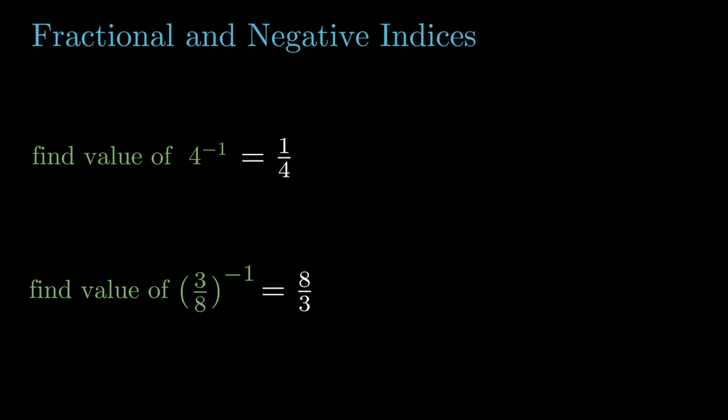Let's move on to something slightly different. So find the value of 4 to the power of minus 3. We firstly get rid of the negative sign by flipping it, and then we have to cube it. So we get 1 over 4 cubed. 1 cubed is 1, and 4 cubed is 64. So the answer is 1 over 64.